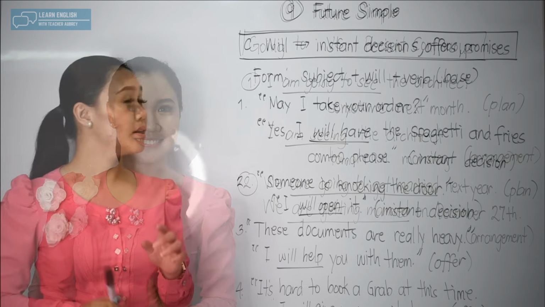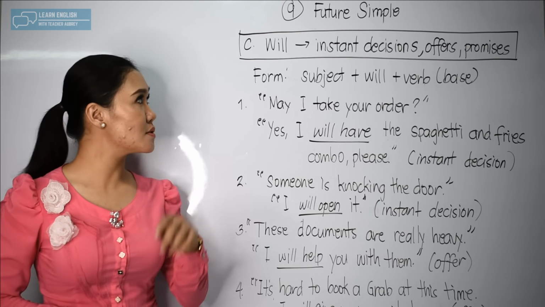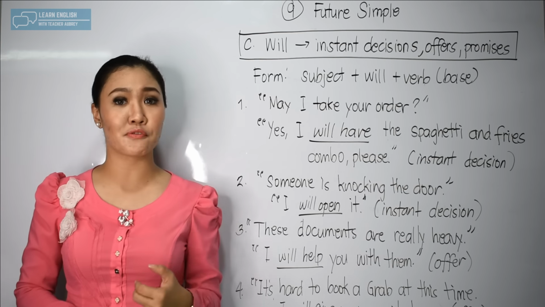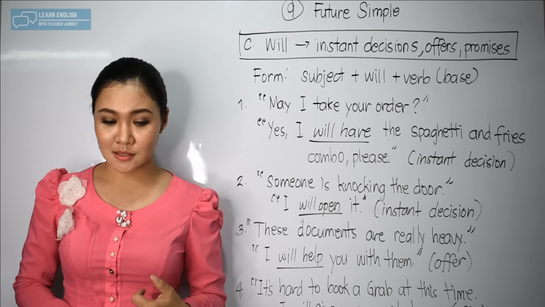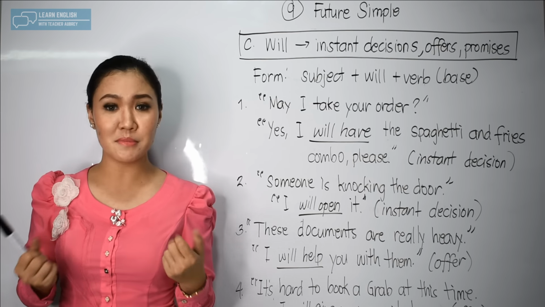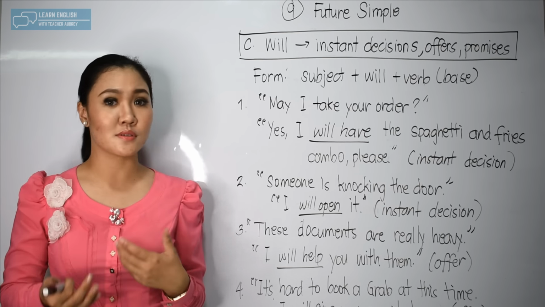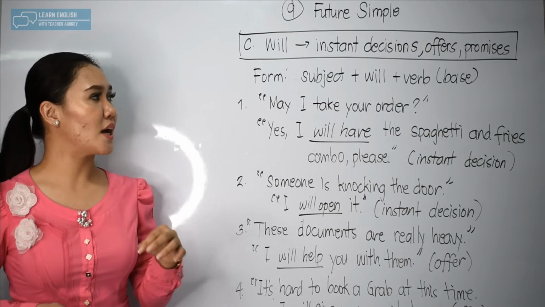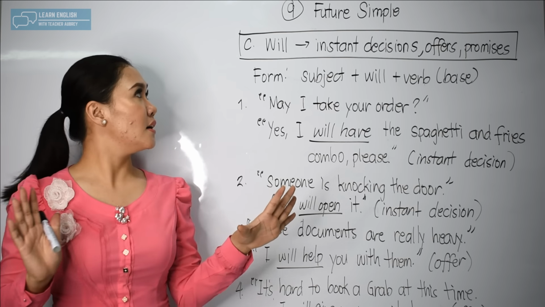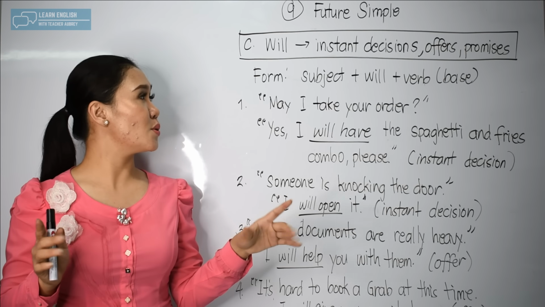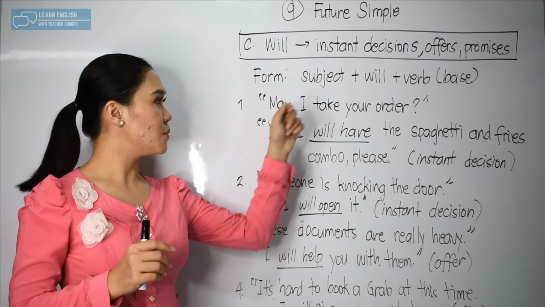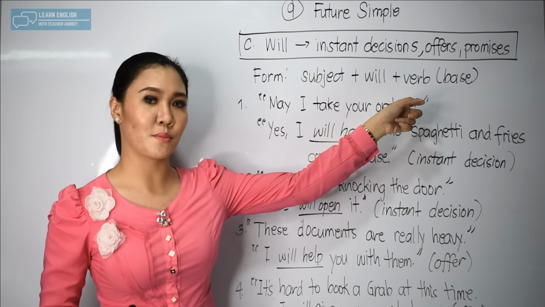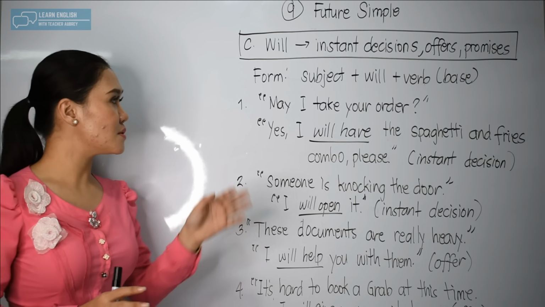Naintindihan? The third and last form of the future simple is will. Ginagamit ang will for instant decisions, offers, and promises. Instant decisions, desisyon na ngayon mo lang mismo naisip gawin. Offers, at mga pangako. Ngayon, ito yung form na sinusunod natin to formulate future simple tense with the use of will. We have the subject plus will plus the verb in its base form. Okay? Let's have your examples.